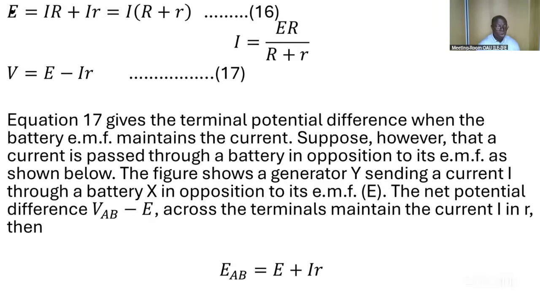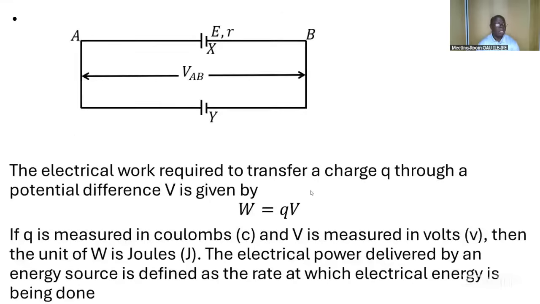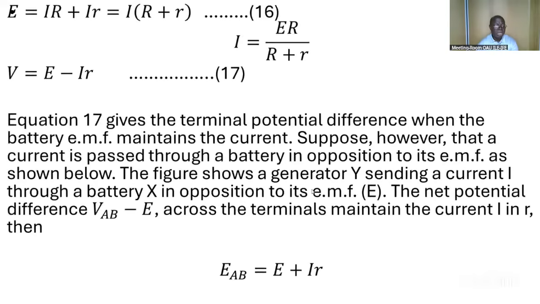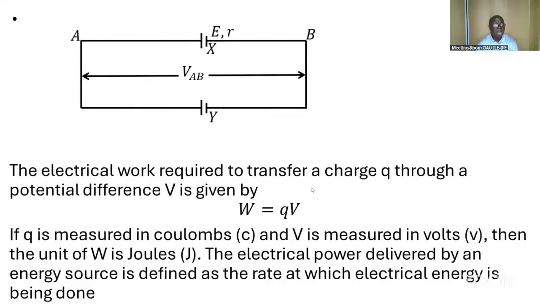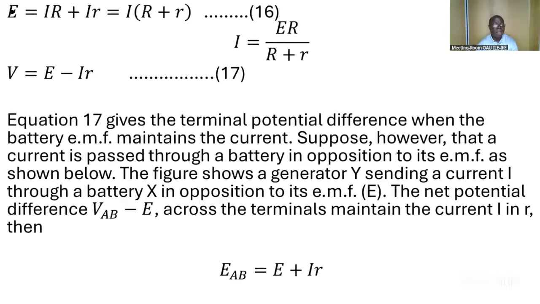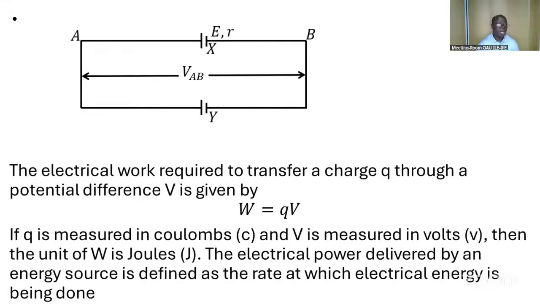Then you have A is equal to, can you see? This is where you're having EAB, that is the electromotive force across this, which will now give us exactly E, that is that of this battery, divided by, plus IR. And that is why the equation below is very important.